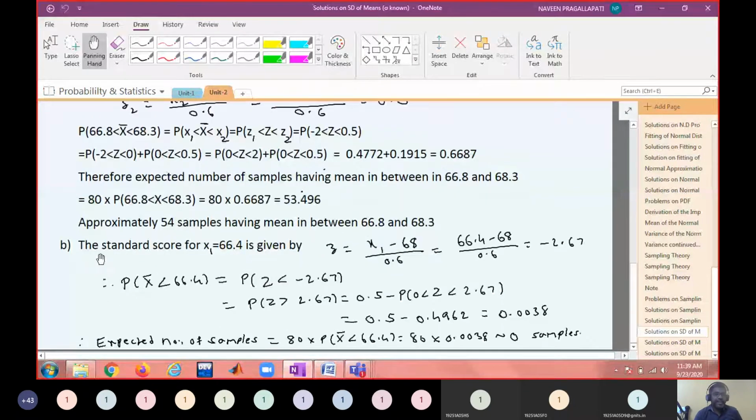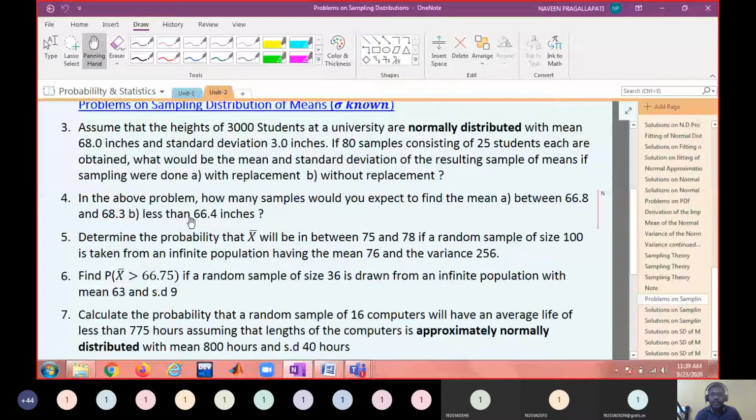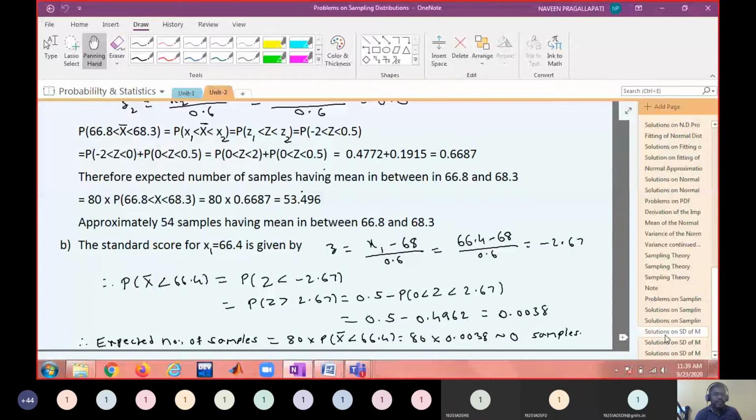And this is the second one. The second one is about less than 66.4 inches. What is the probability that sample mean is less than 66.4 inches? For 66.4 inches, you compute the z score, and this is the z score you got. So x bar less than 66.4 is same as probability z less than minus 2.67. I converted this into standard score, and z less than minus 2.67 is same as z greater than 2.67 using symmetry.